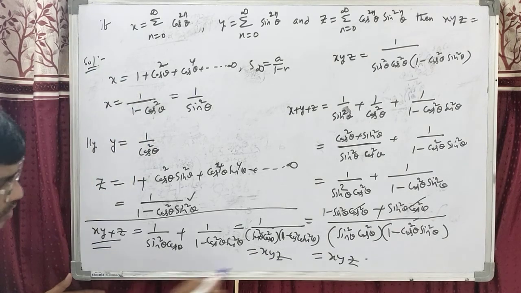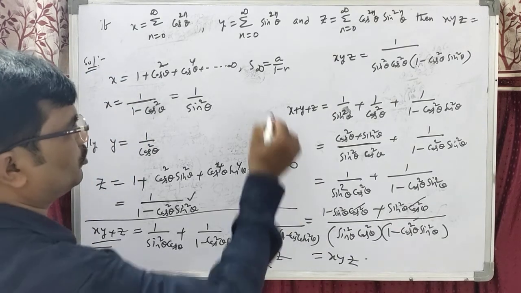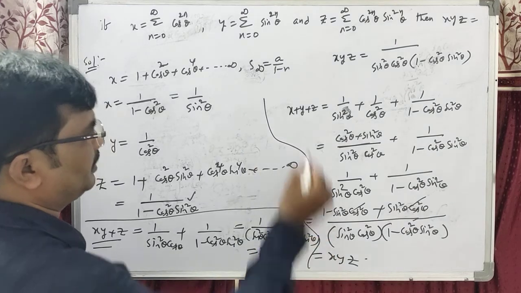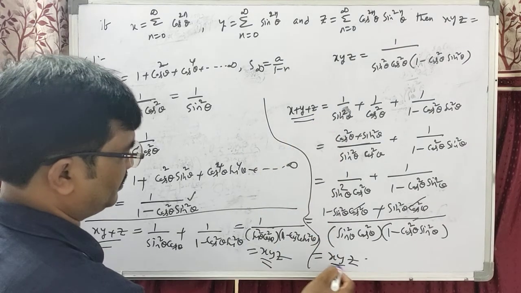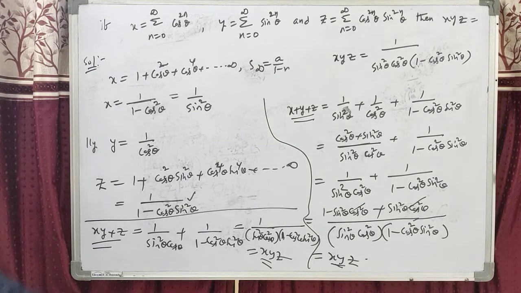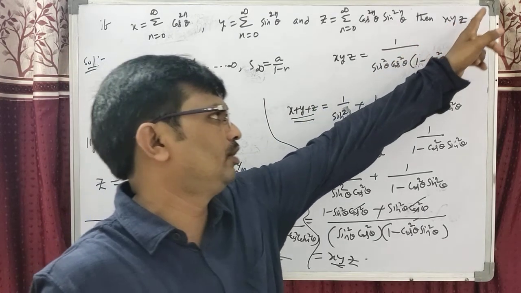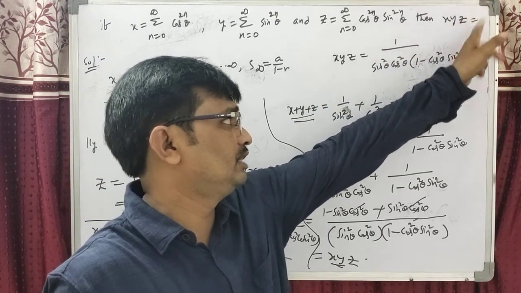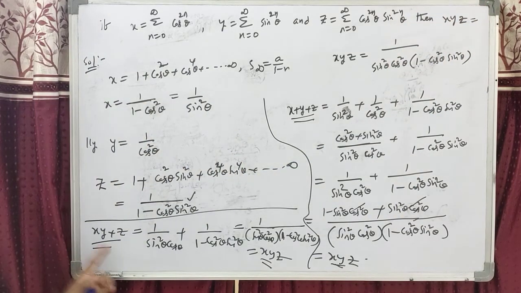xy plus z equal to xyz. And also, students, what we got? x plus y plus z is also xyz. Therefore, students, xyz equal to x plus y plus z or xy plus z.